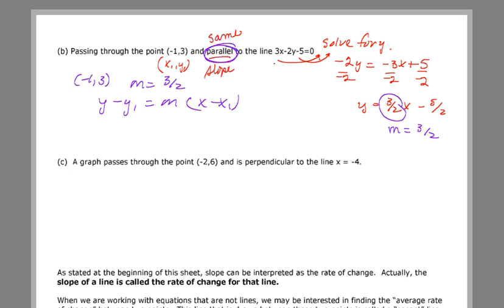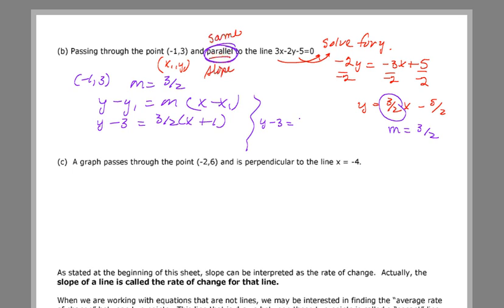Let me make sure I did this right. Negative 2y, so we'll subtract 3x, add 5, divide by negative 2, and so, yes. So let's fill in our information. y minus 3 equal to 3 halves times x plus 1 because of the double negative. Well, there's one format, but we could take it and distribute and clean this up a little bit.